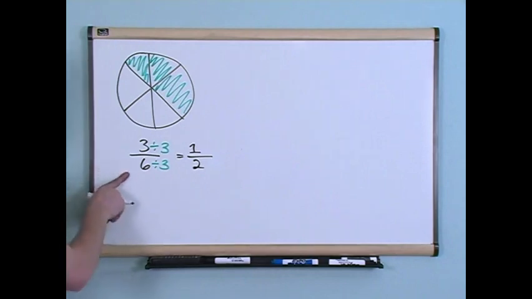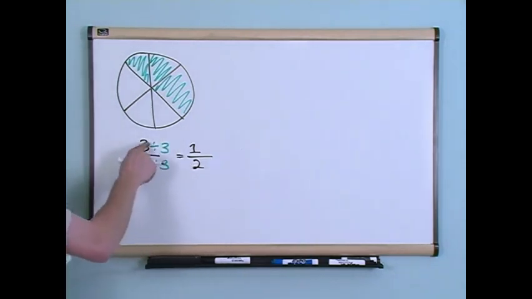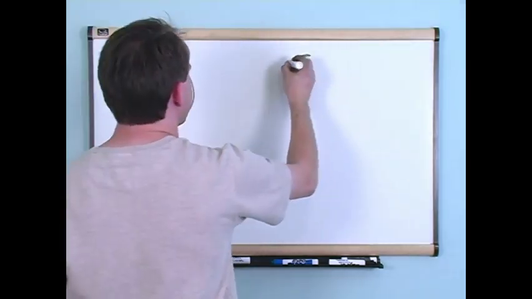So, what we're claiming here is 3/6 is the same thing as 1/2, because we can divide top and bottom by the same thing, and we'll get something a whole lot simpler, and we can't do anything more to this. We can't simplify that anymore. Well, let's go ahead and check and see if this makes sense.